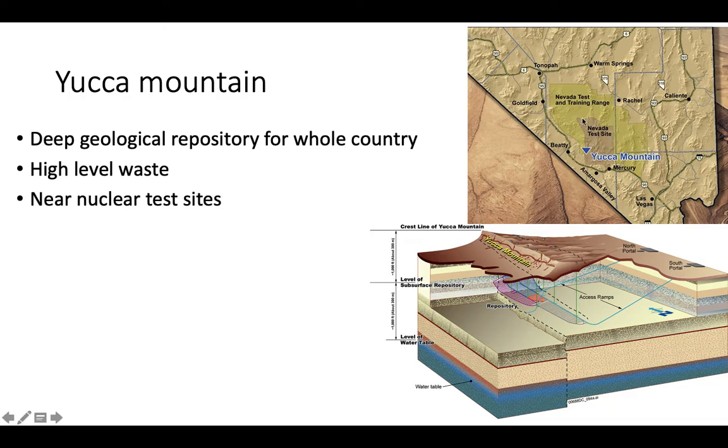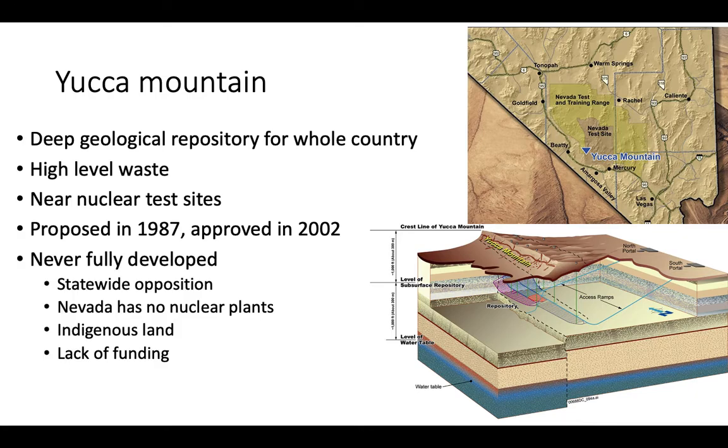It was near many of the nuclear test sites that were done in the 40s and 50s when we were testing the atomic bombs. And it was proposed in 1987. It was approved in 2002, but it has been started, but it has never been used, and it has never really been fully developed. Probably won't be for a lot of reasons. First of all, statewide opposition. Most people living in Nevada don't want it built there, and why would you blame them?